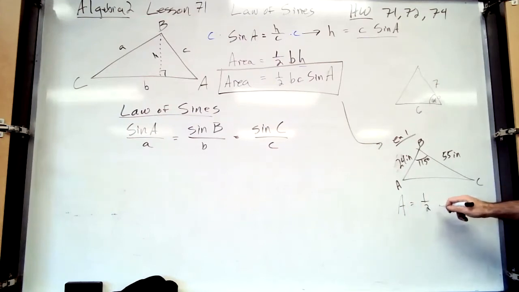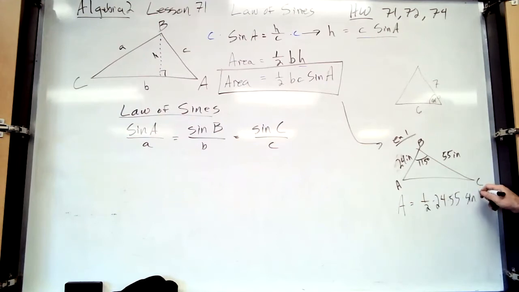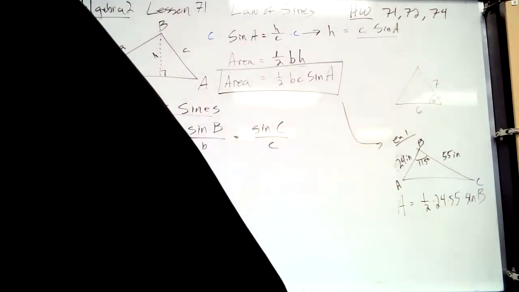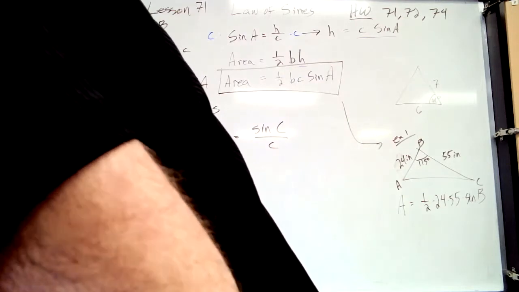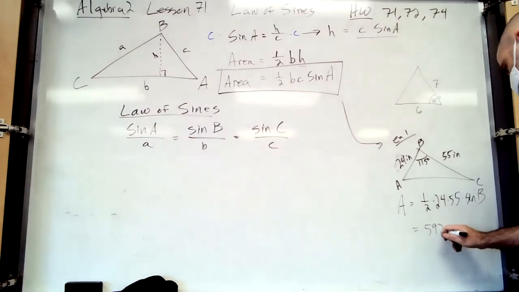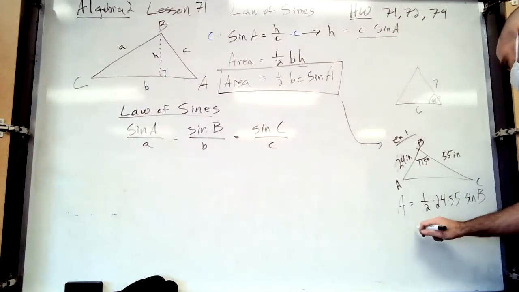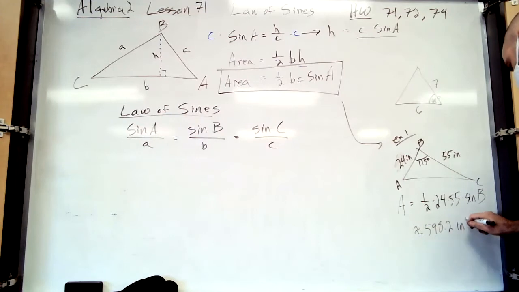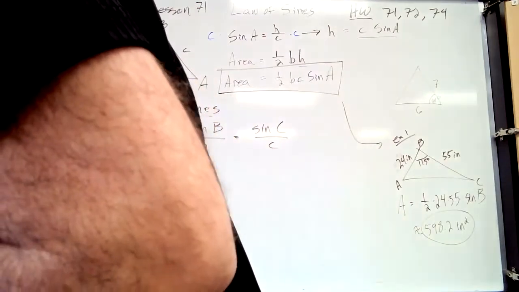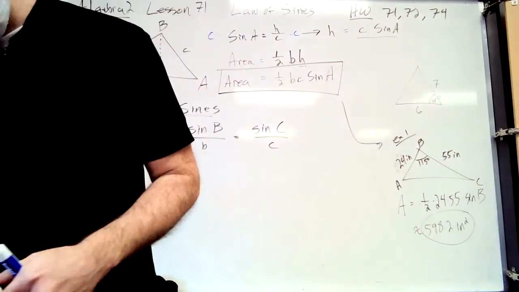equals 1/2 times 24 times 55 times the sine of B. That's all you do. So that's 12 times 55 times the sine of B, and that gives you, I'll just give you the answer here, about 598.2 square inches. Okay, that's it.